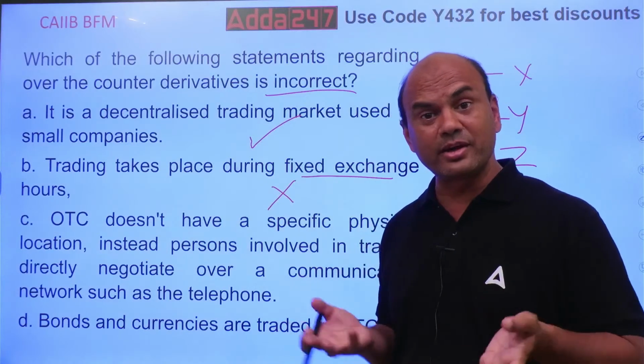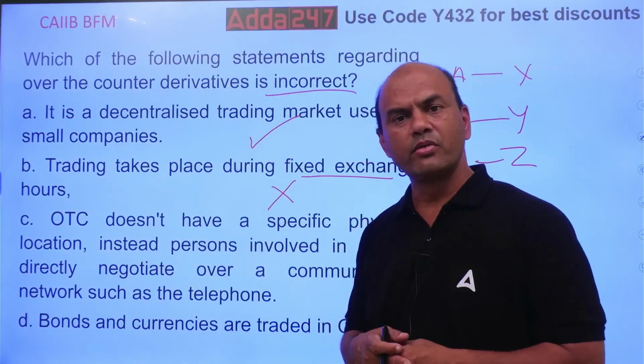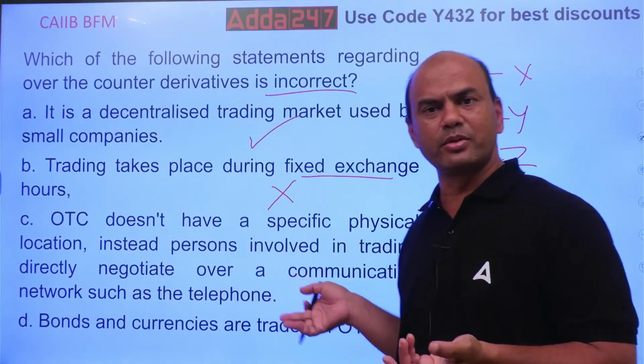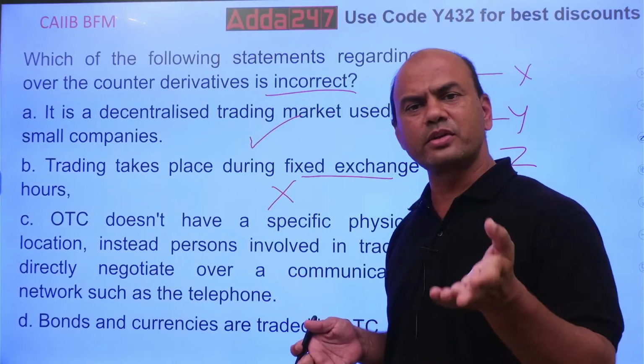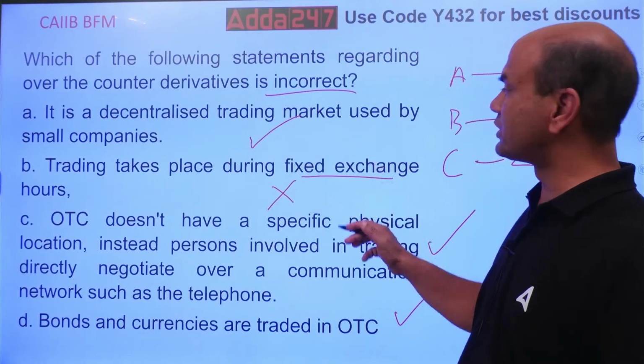Bonds and currencies can be traded in OTC. What do you do in forward market? What is a forward? Whenever you book a forward for the customer, what do you do actually? You are actually booking the rates of the currencies. So this is also true. So the only answer over here is false.